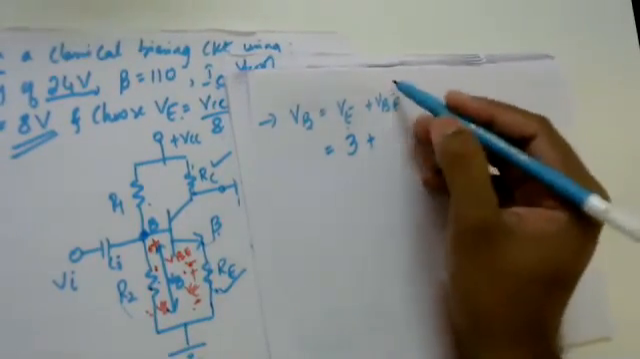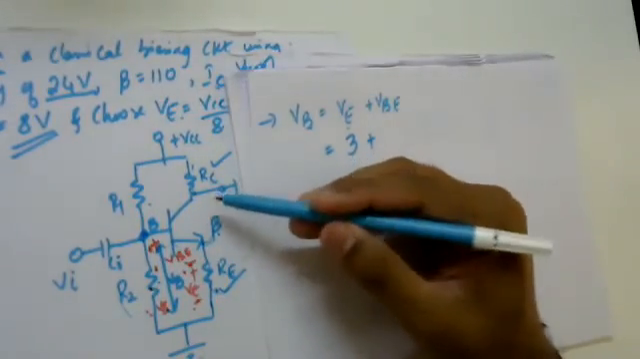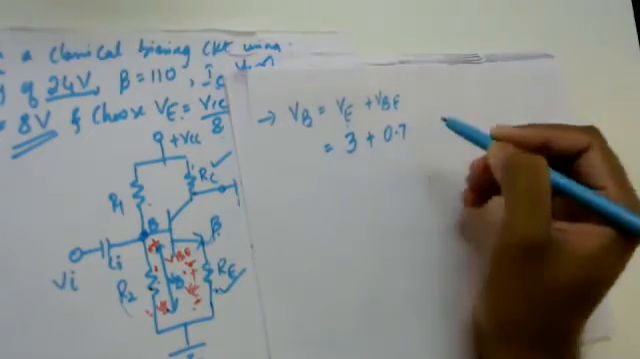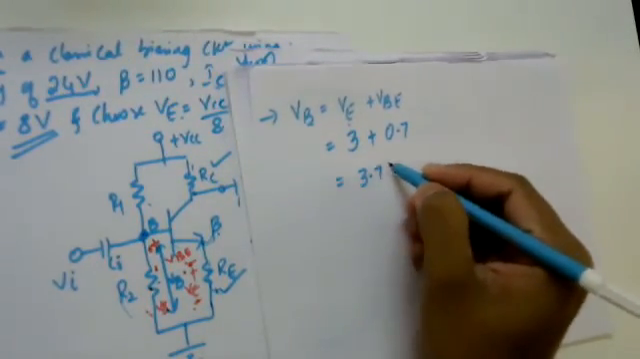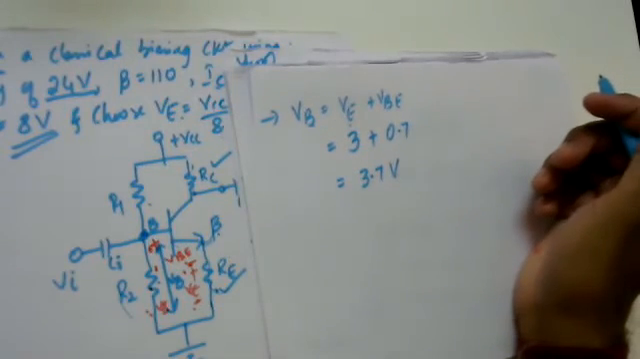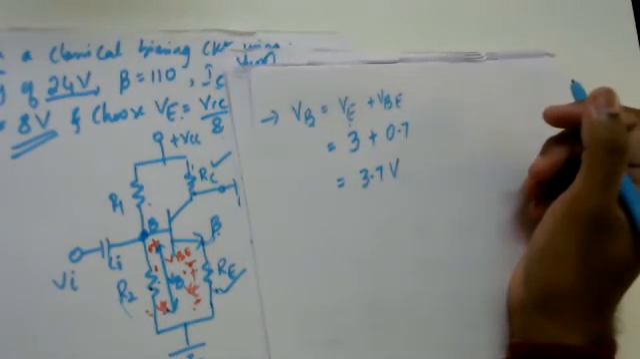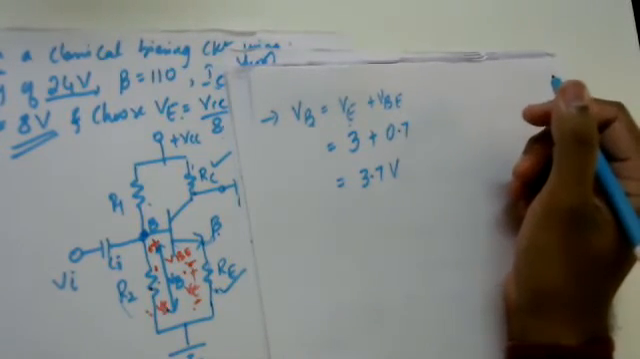What is VBE? It's the voltage drop across the base emitter junction. Since the transistor is a default silicon transistor, the value of VBE will be equal to 0.7. Then what is the value of VB? 3.7 volts. Am I right? The value of VB will be equal to 3.7 volts. Okay. Now, what are we going to do over here?